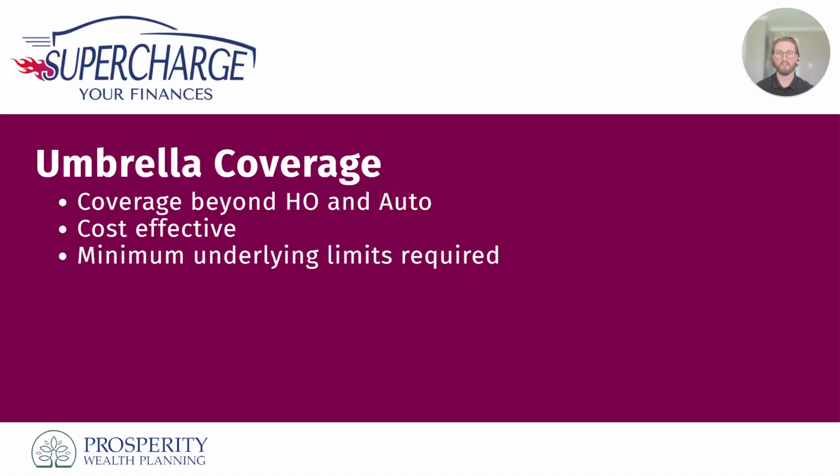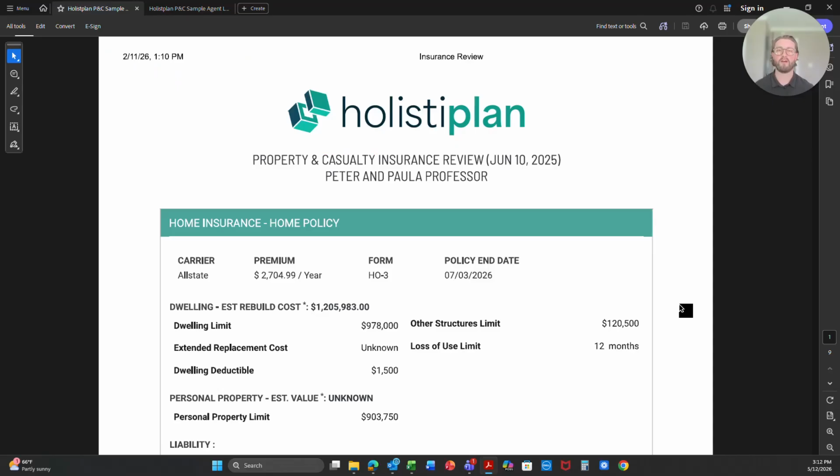So with that, let's jump into our financial planning software that we use to analyze our clients' property and casualty insurance. After we've compiled our clients' home, auto, and umbrella policies, we run this report that we then review with them to highlight any potential areas of improvement.